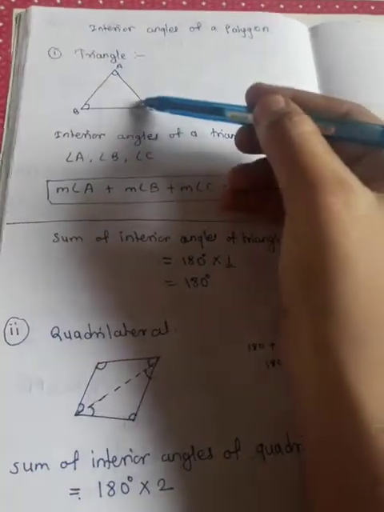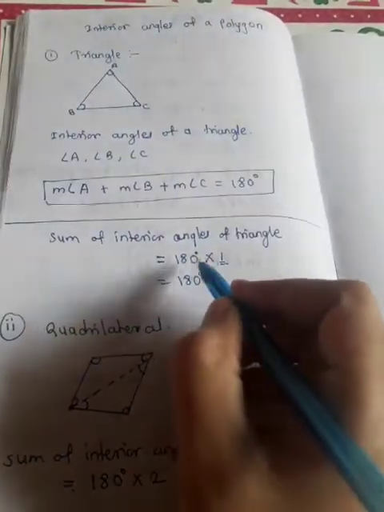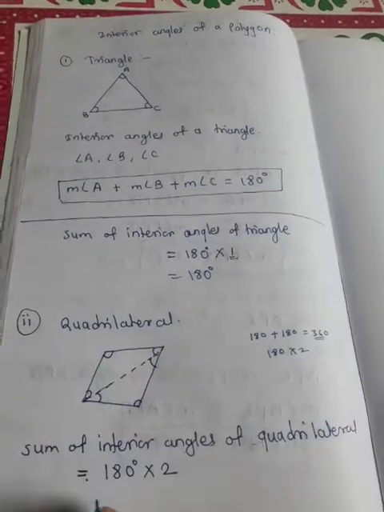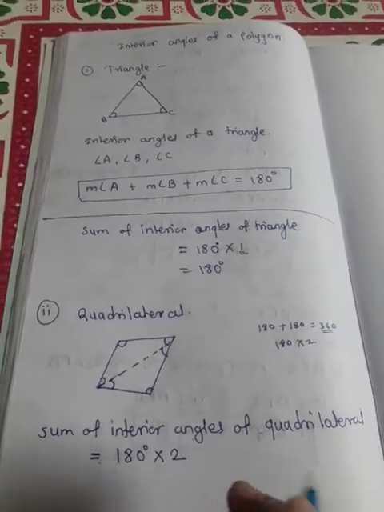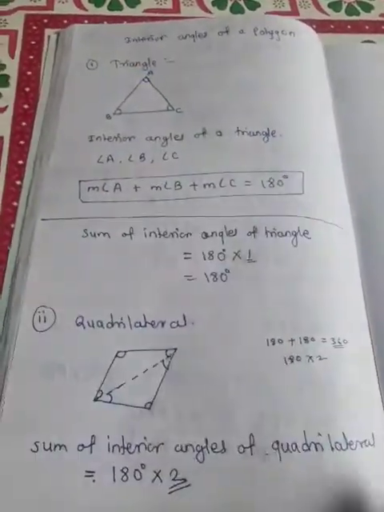In the above polygon there is only one triangle, so the sum of interior angles of the triangle is 180 into 1, that is 180. The sum of interior angles of a quadrilateral is 180 into 2. So 2 is the number of triangles here, and 1 is the number of triangles there.